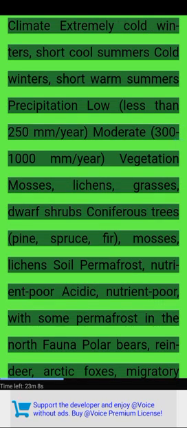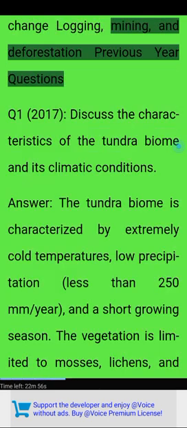Climate: tundra has extremely cold winters and short cool summers, while taiga has cold winters and short warm summers. Precipitation: tundra is low, less than 250 millimeters per year; taiga is moderate, 300 to 1000 millimeters per year. Vegetation: tundra has mosses, lichens, grasses, and dwarf shrubs; taiga has coniferous trees like pine, spruce, and fir, plus mosses and lichens. Soil: tundra has permafrost and is nutrient poor; taiga is acidic and nutrient poor, with some permafrost in the north. Fauna: tundra has polar bears, reindeer, arctic foxes, and migratory birds; taiga has moose, wolves, bears, lynx, and migratory birds. Human impact: tundra is vulnerable to oil extraction, mining, and climate change; taiga to logging, mining, and deforestation.